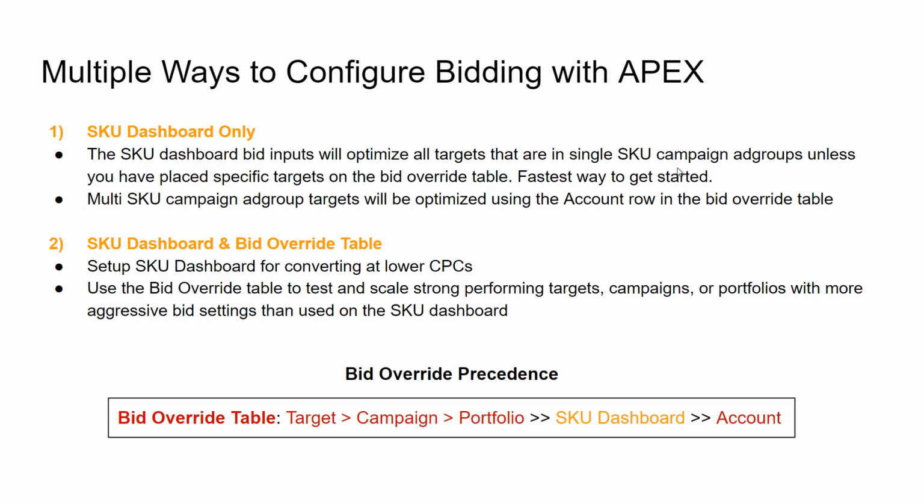I've got the bid override precedence down there again, where we've got the option to throw targets, campaigns, and portfolios on the bid override table. And then if they're not on the bid override table, you're going to be bidding based on the SKU dashboard. And then for anything that's, for example, multi-SKU campaign ad groups, that's going to fall back to the account level.